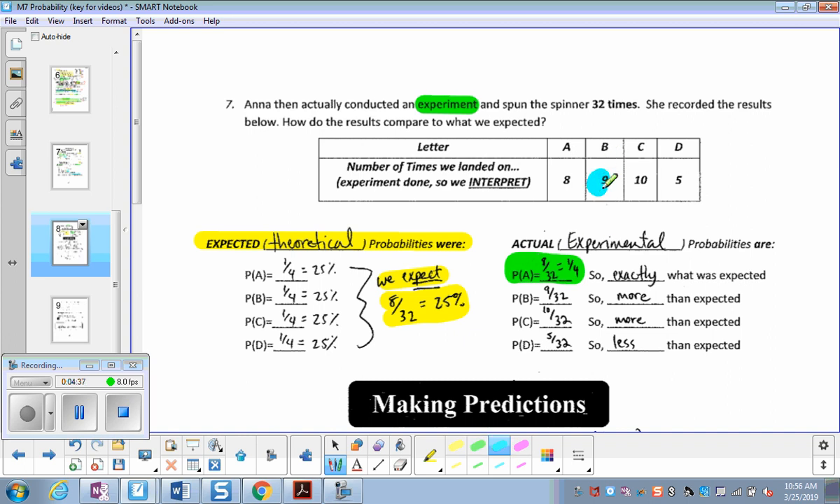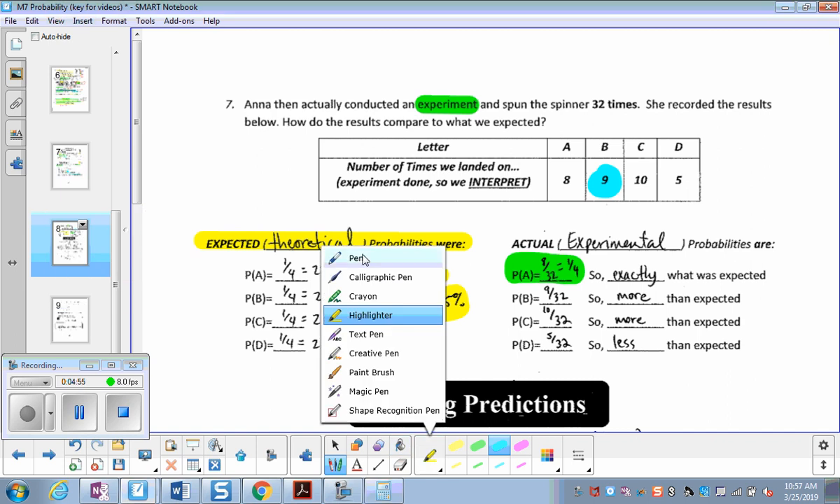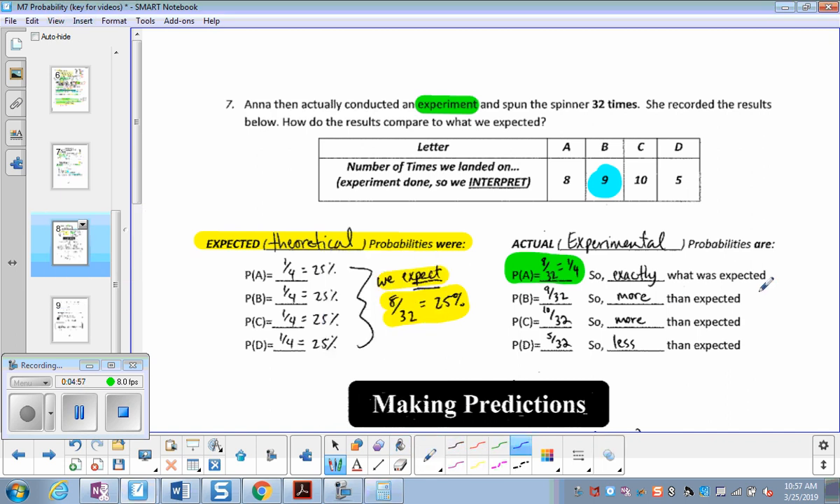Now for B, she landed on B 9 of the 32 times. So that was more than expected. And we can see that 9 is more than 8, but let's get a percent real quick. If we do 9 divided by 32, we can see there that's about 28% of the time. So that's a little bit more than we would have expected compared to the 25%.